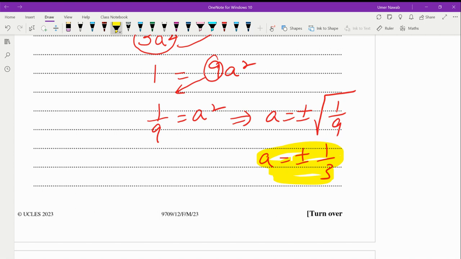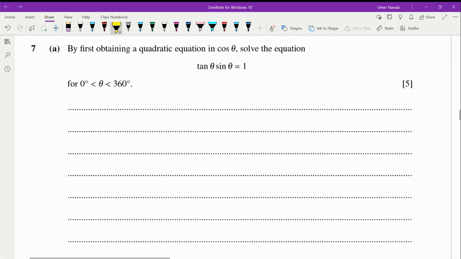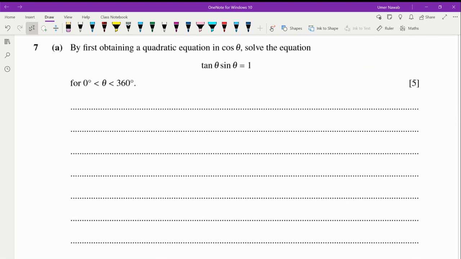That's the final answer. Now we go to question number 7, which is purely given in the trigonometry concept. A very simple equation is given. So let us revise the trigonometry concepts you have learned. tan theta is the quotient identity, and this is also given in MF19.